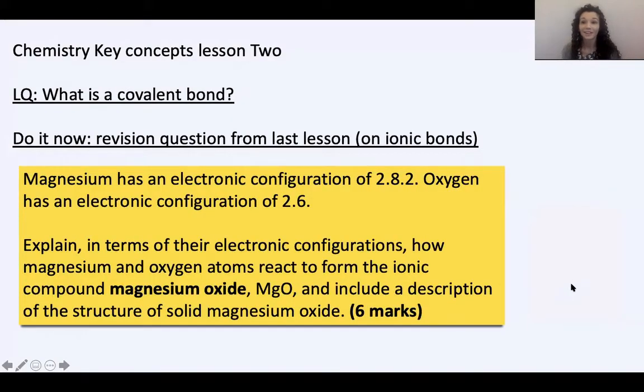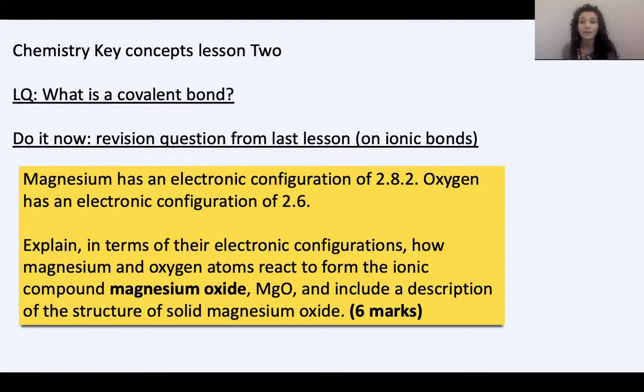So like I said, the second GCSE chemistry lesson, we are continuing to look at key concepts in chemistry. Last lesson, if you watched it, we looked at the atom and what an atom is made up of. We looked a little bit at the periodic table and we looked at ions and ionic bonding. In this lesson, firstly, we're going to do a little bit of revision of ionic bonding, and then we're going to move on to look at covalent bonds. So the learning question for this lesson is, what is a covalent bond?